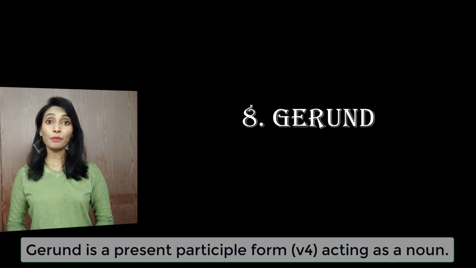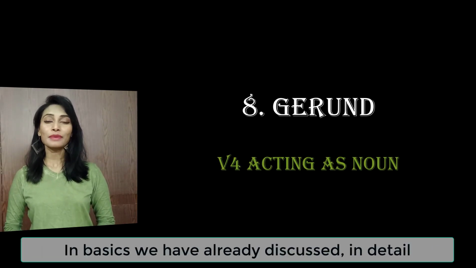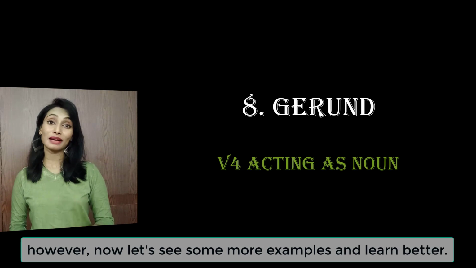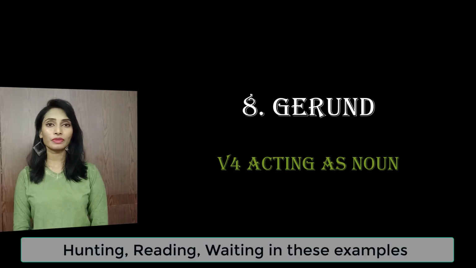Gerund is a present participle form, that is V4, acting as a noun. In basics, we have already discussed it in detail. However, now let us see some more examples and learn better. Analyze the following examples. Hunting is a crime in India. Mohan likes reading books. We are tired of waiting for you.